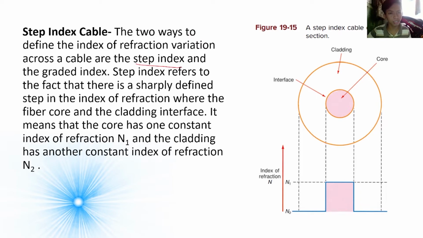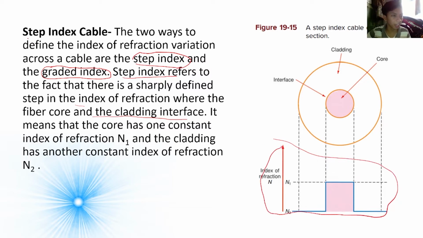So this is the first example. The second example will be the graded index, which will be discussed in the next slide. Step index refers to the fact that there is a sharply defined step in the index of refraction where the fiber core and cladding interface. This is defined here, as can be seen. As you can see, step index, that's one, because this is like a step.